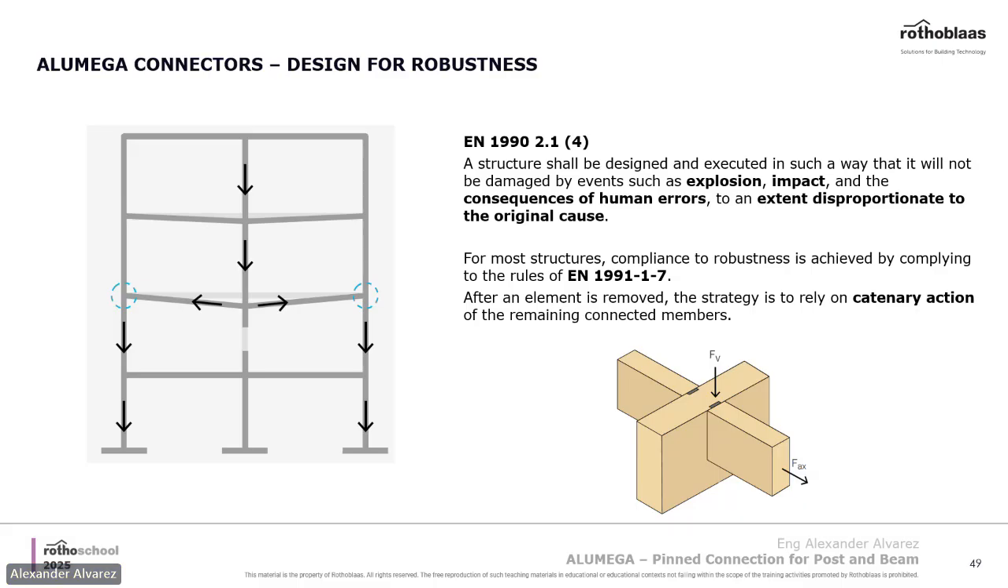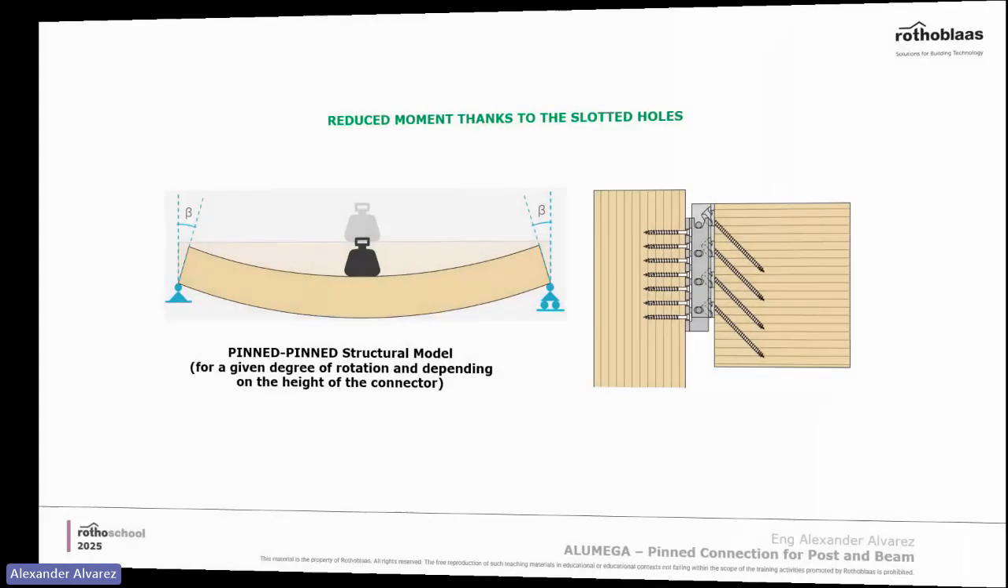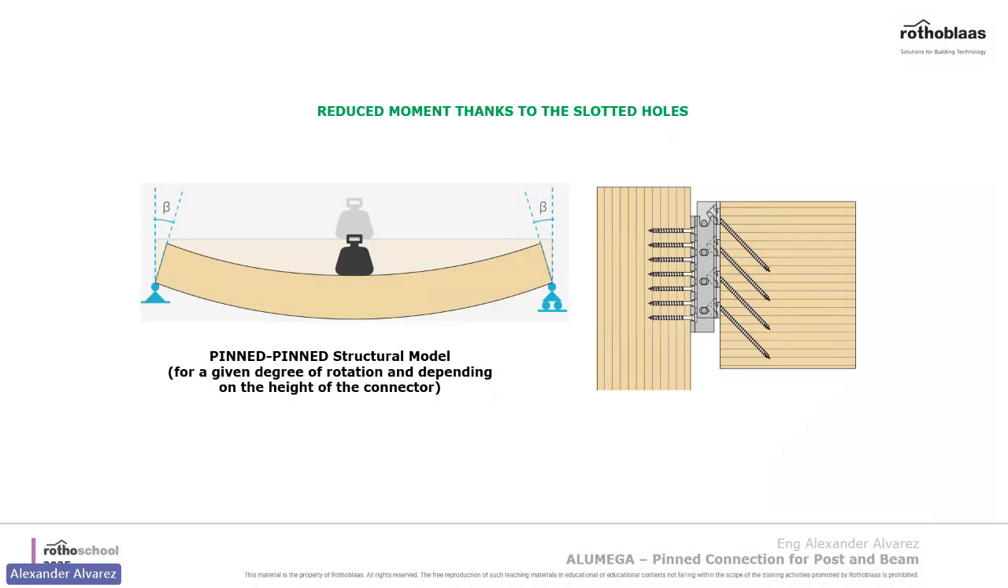So yeah, just to give you an idea how that looks on a very simple capability. You can see here on two sides you have the pin connection and then the roller connection. They both handle shear loads. But you can see here that even when there's a load in the middle, there is a degree of rotation happening right here. So we want to make sure the Alumega is able to handle that rotation.